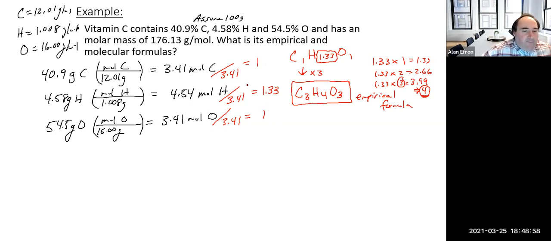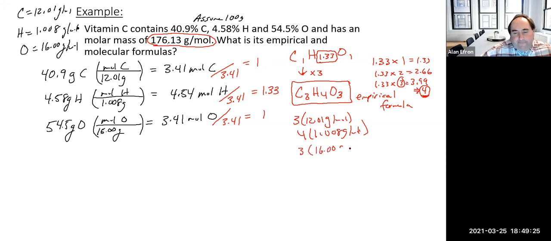Once we have the empirical formula, just like we talked about before, we also have the molar mass of the compound given to us. So we do need to get the molar mass of the empirical formula, and that would be 3 times 12.01 plus 4 times 1.008 plus 3 times 16. Obviously, we'll be adding all those together. 88.06 looks like a winner on that one. And that is the molar mass of our empirical formula.